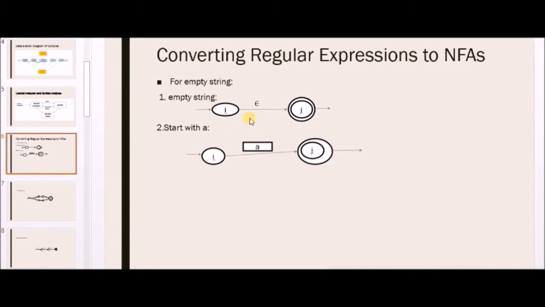For the empty string, if we are in state I, we will be able to go to the final state J. After that, if any string starts with a, we are in state I. For taking the a transition, we will be able to go to the next state, which is J.